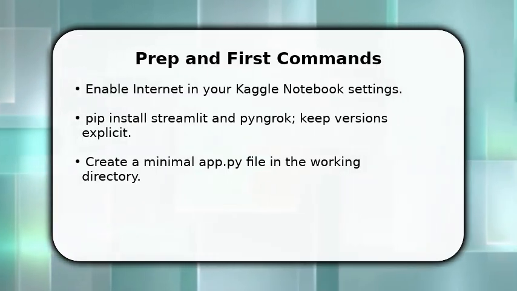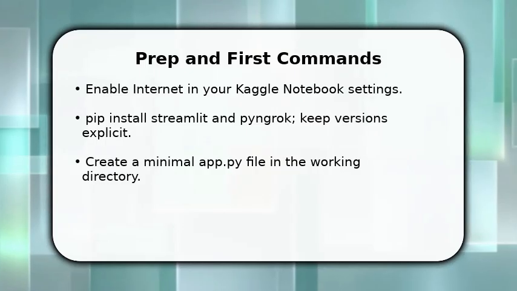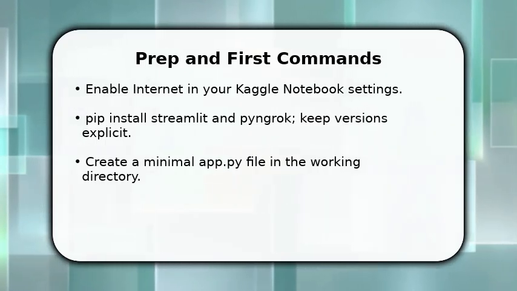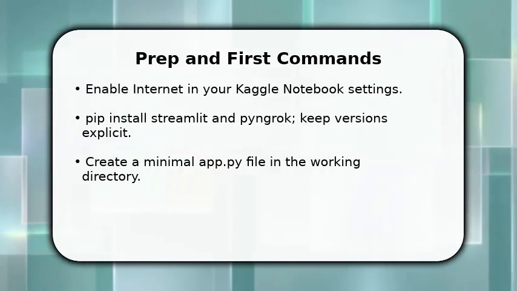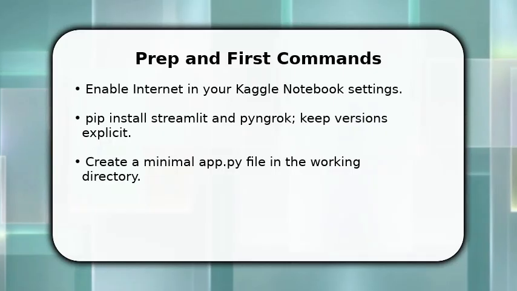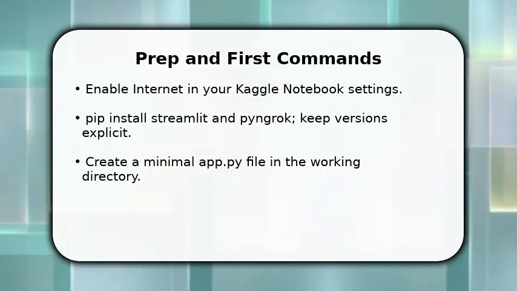Next, create a minimal app.py with basic Streamlit UI elements. This gets you past setup and into an executable app file immediately. Make sure the package is installed without errors and that app.py is saved before proceeding to run and tunnel it.